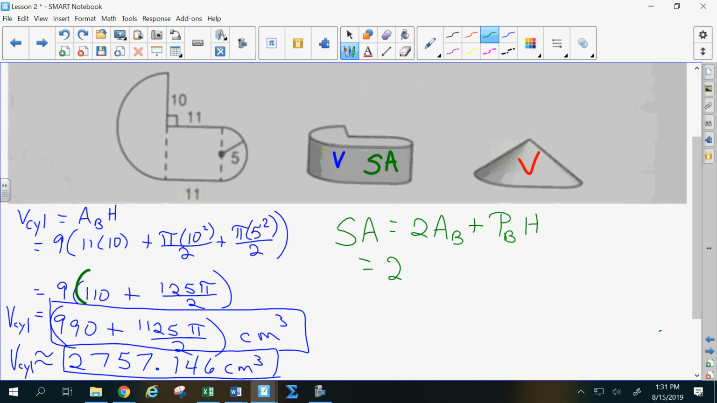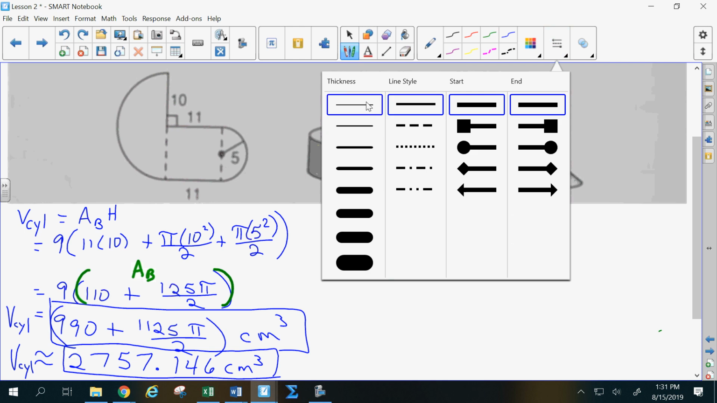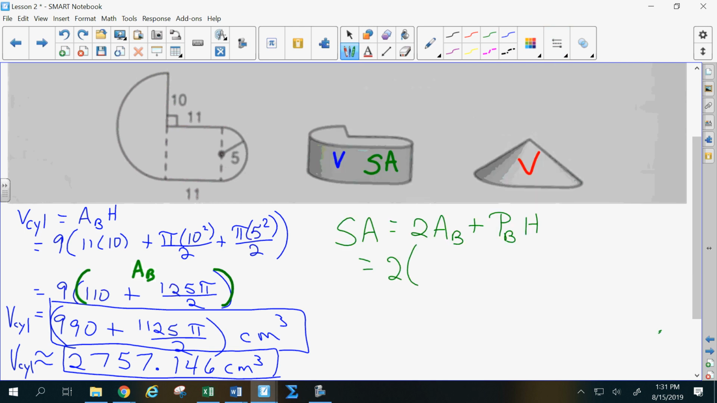Isn't this part in the parentheses the complete area of the base? So I am just going to repeat that work over here, and I'm going to use an exact value, 110 plus 125 pi over 2. Plus perimeter of the base times the height. Once again, I don't want to forget my height, so I'm going to write it down first. And now I need the perimeter of the base. So Callum, help me get the perimeter of this base, please.